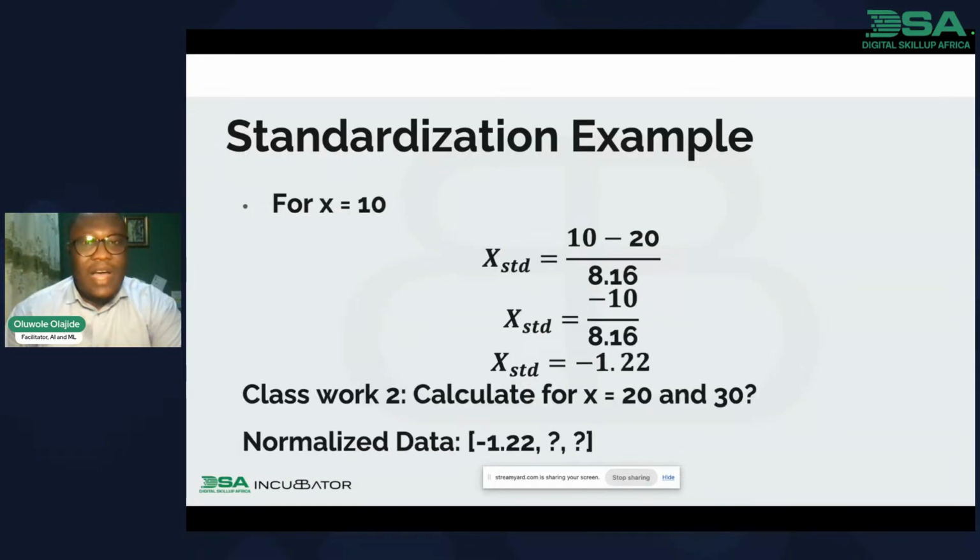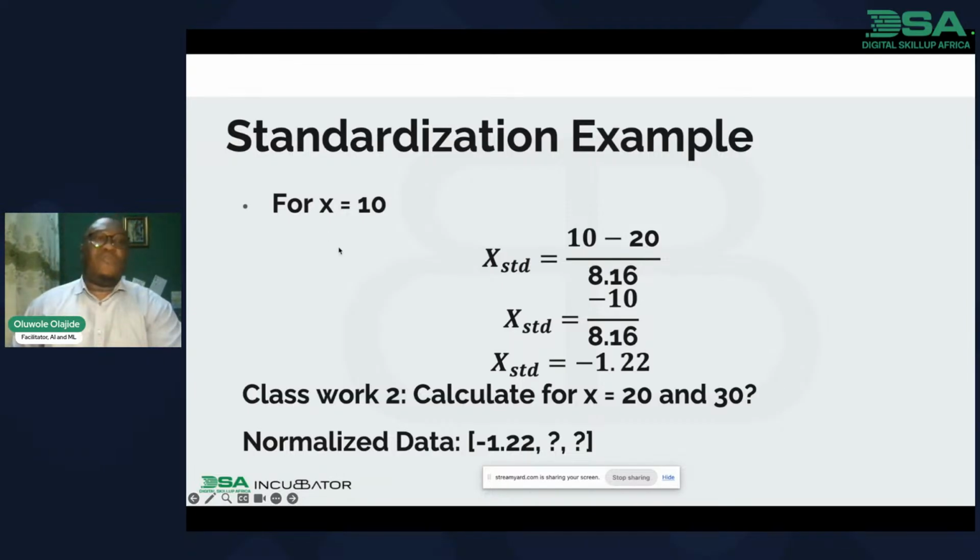All right. So I've gotten my standard deviation myself. For X, which is 10, I've told us what X is: your X are all your values. I minus my mean, then divide by my standard deviation. I got minus 1.22. What it's telling you is that this should be called standardized data, not normalized data anymore.